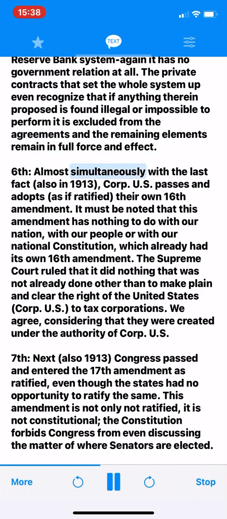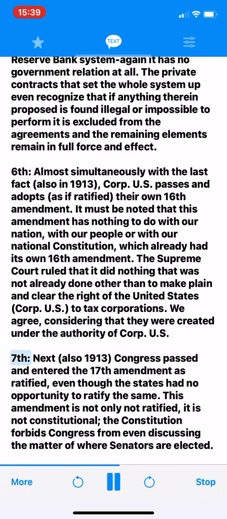Sixth, almost simultaneously with the last fact, also in 1913, Corp. U.S. passes and adopts, as if ratified, their own 16th Amendment. It must be noted that this amendment has nothing to do with our nation, with our people, or with our national constitution, which already had its own 16th Amendment. The Supreme Court ruled that it did nothing that was not already done other than to make plain and clear the right of the United States Corp. U.S. to tax corporations. We agree, considering that they were created under the authority of Corp. U.S.